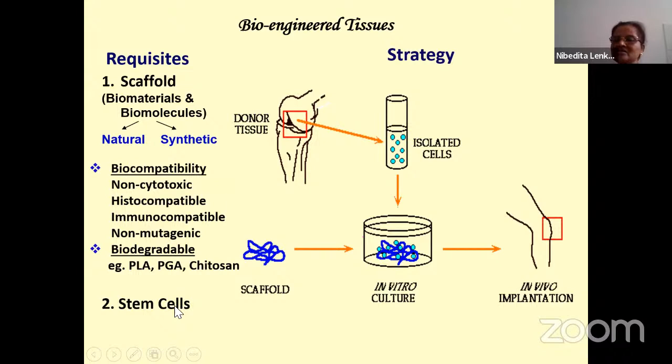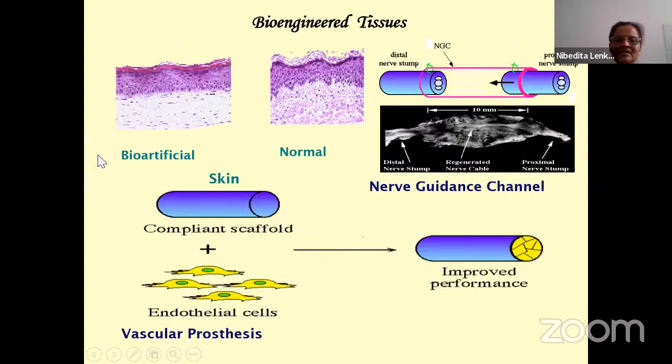And then the cellular part comes from stem cells. So you take the donor tissue, isolate cells, you have the scaffold, culture both, make the 3D structure and implant it. By using this, we have already developed bioartificial skin, nerve guidance channels, and even vascular prostheses. If you see, you can hardly make out much difference between this artificial and normal skin.